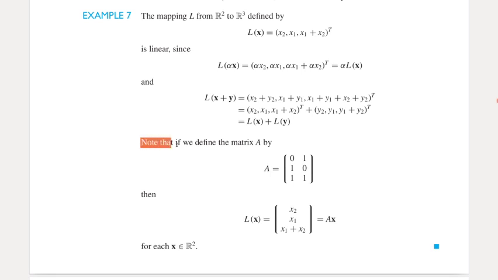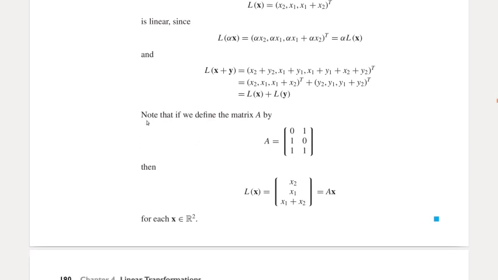Note that if we define the matrix, this is important, the matrix A by rows (0, 1), (1, 0), (1, 1), and if we multiply a vector x with A, notice that you get the same result: x2, x1, x1 plus x2.